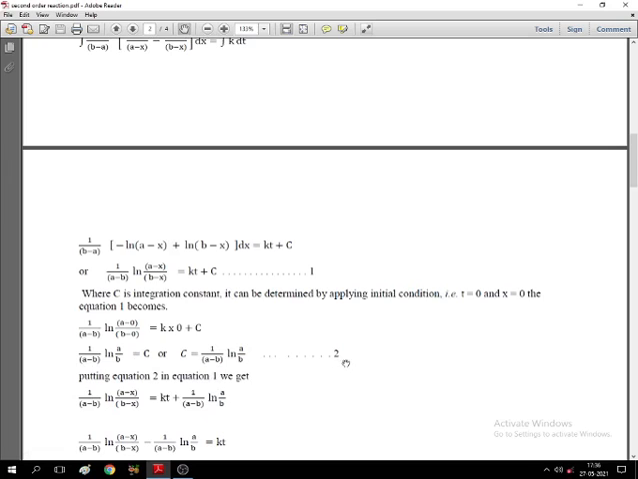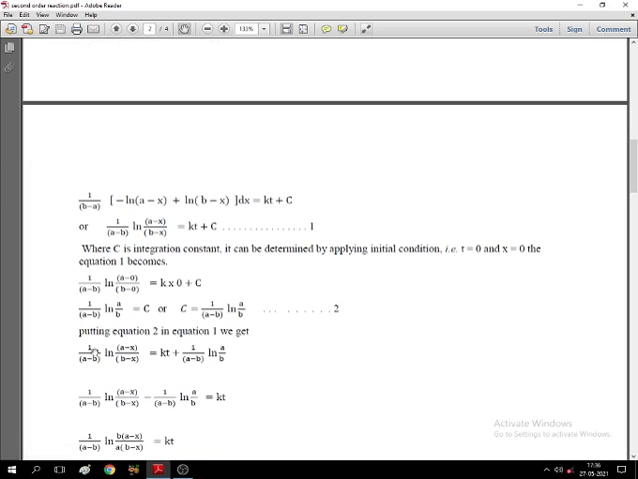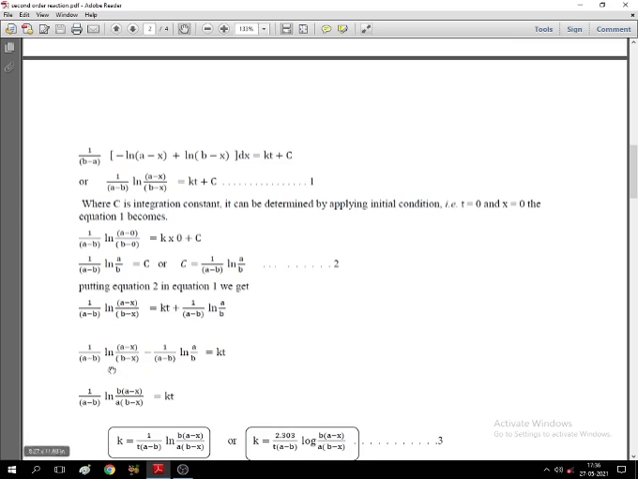2. Putting this equation 2 in equation 1, we will get 1 upon A minus B ln A minus X upon B minus X is equal to kt plus 1 upon A minus B ln A by B. Now, transfer this term to the left side, it becomes negative. By applying the logarithmic rule, we can write 1 upon A minus B ln B into A minus X upon A into B minus X is equal to kt.